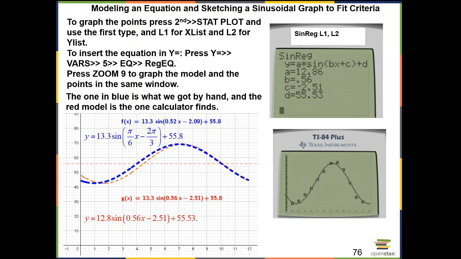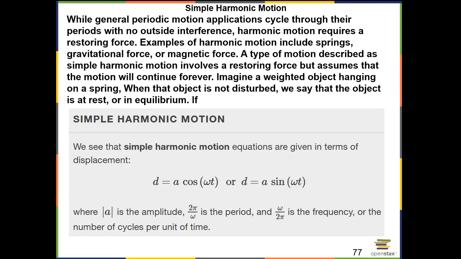Okay? All right. So now I want to talk about simple harmonic motion. Simple harmonic motion is a periodic motion, right? They cycle through their periods, right? Here's what's important: no outside interference.